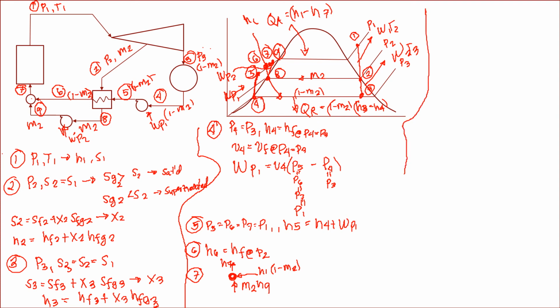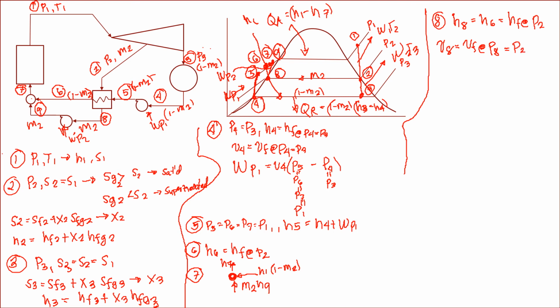So therefore, at point 8 with the same enthalpy as H6, H8 is just equal to H6. It's just equal to HF at pressure 2. Now again, we may need to find the specific volume because there is a pump involved here. So we have V8 just equal to VF at pressure 8, which is also equal to pressure 2.